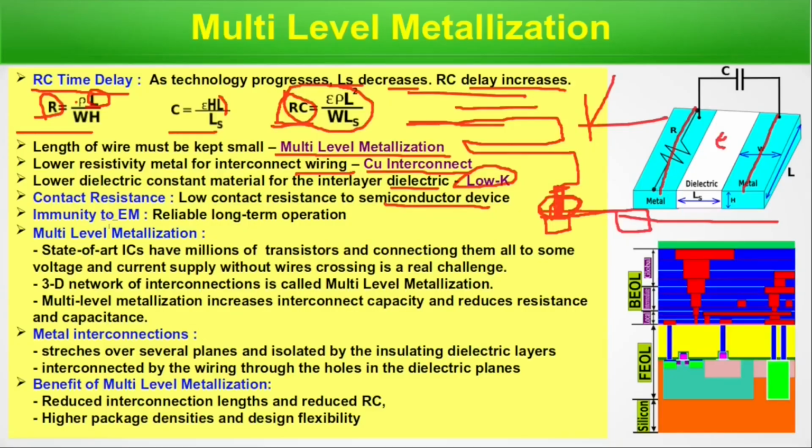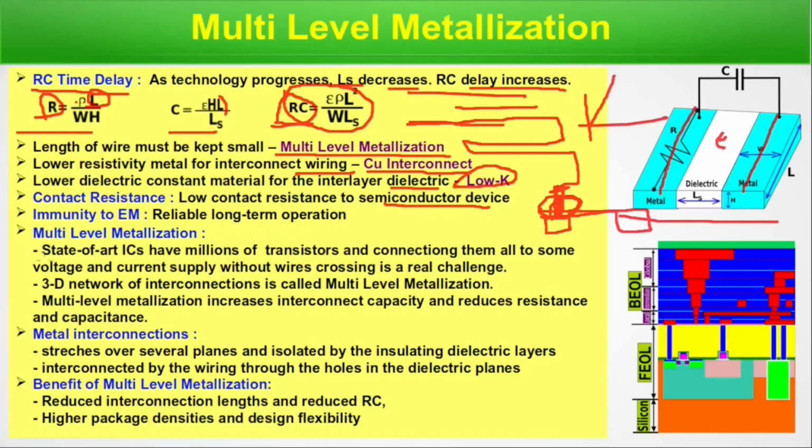Now, immunity to EM, for reliable long-term operation. We have an episode on reliability and IC failure in CMOS. Watch the video, where I have discussed electromigration in detail. So EM is a reliability issue and immunity to EM is very important, otherwise the circuit will fail.